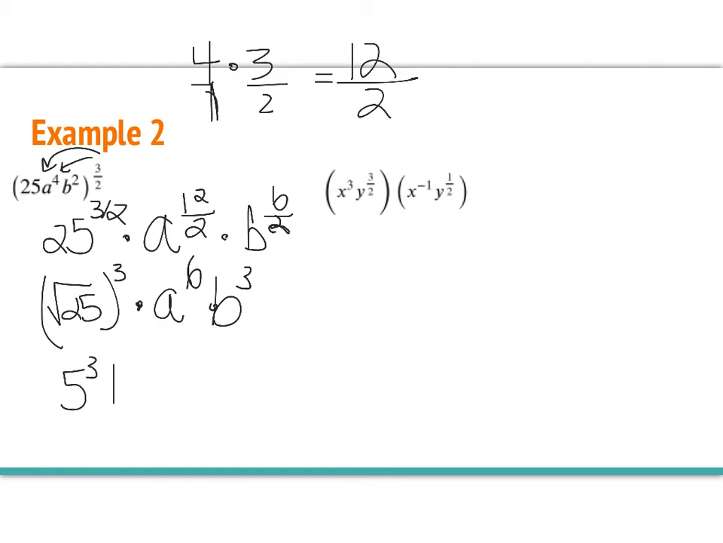5 cubed, oopsie, a to the 6, b cubed. 5 cubed is 125, so we have a to the 6 still times b cubed.